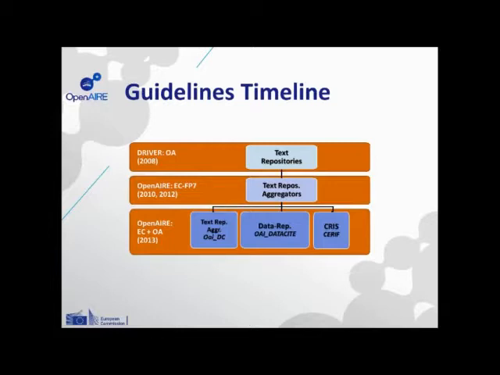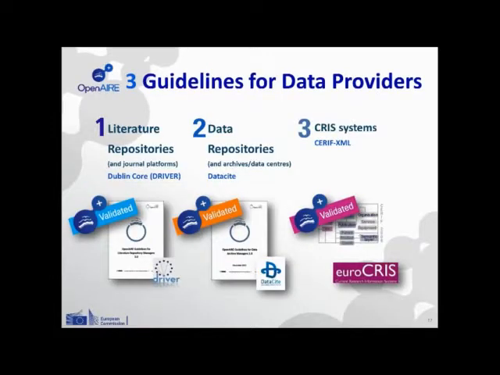So there's still a lot of development in this kind of area, and this is where in the next months and years, we need to further improve and develop our guidelines in collaboration with other initiatives. So this is a short overview of the different phases of the guidelines, where we started in driver, mainly for textual repositories. Then we introduced some properties for OpenAIRE regarding funder project encoding, regarding access rights, still for textual-based repositories. And then in the most recent version, we introduced a set of guidelines, namely for textual repositories, for data repositories, and for research information systems.